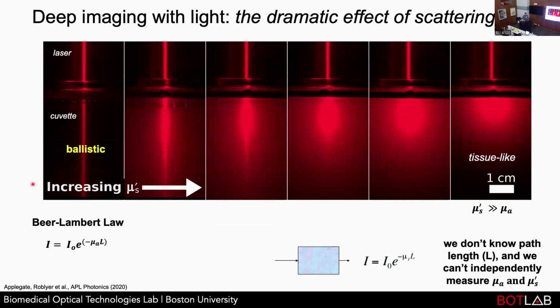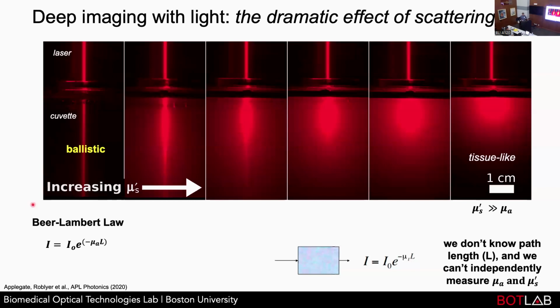So this is a figure a postdoc of mine made a few years ago. He took a cuvette, put water in it with a little absorbing dye, and sent a laser beam through it. And then as you go from left to right, he added more and more titanium dioxide. This is a nanoparticle that scatters a lot like tissue scatters. And on the left-hand side, you really have very little scattering. Laser beam, cuvette. You could quantify mu A just by knowing the thickness of that cuvette and measuring the light intensity in and out.